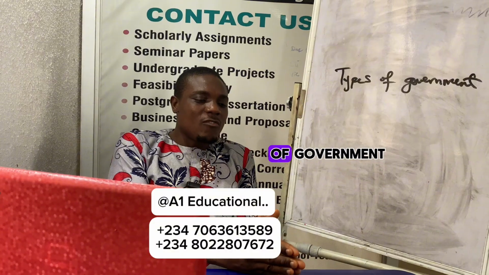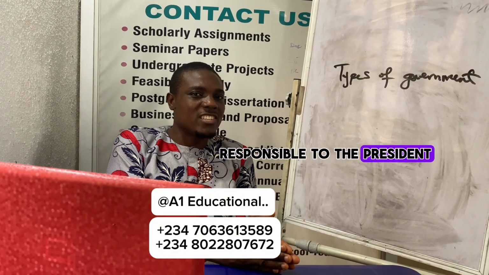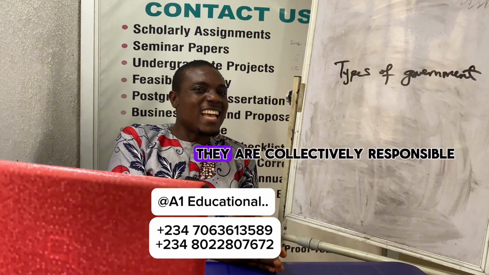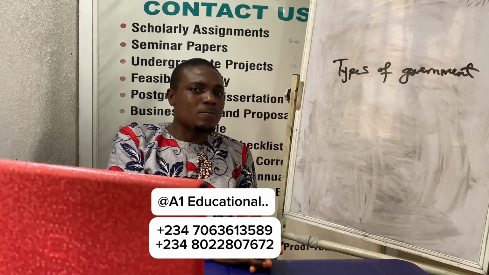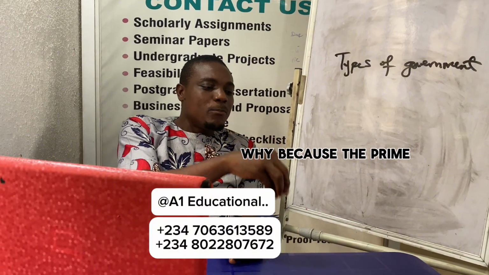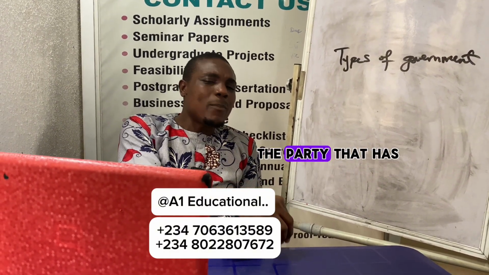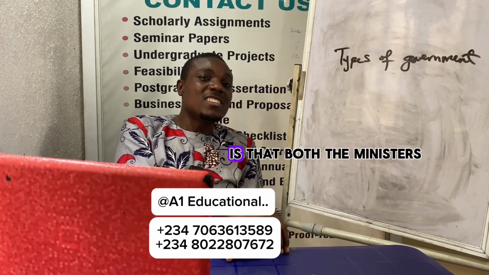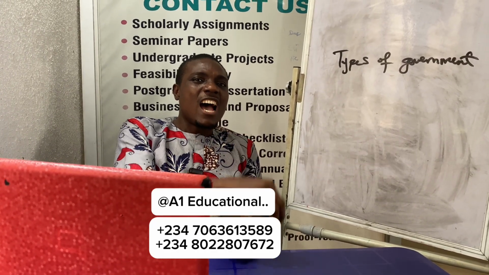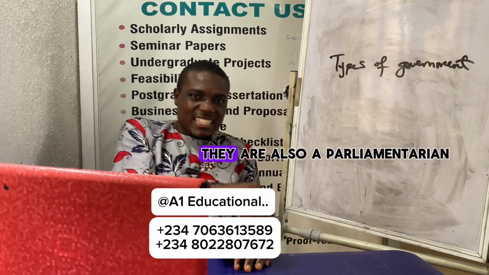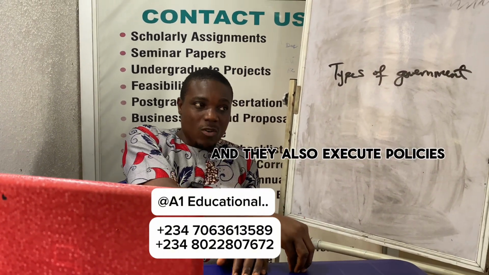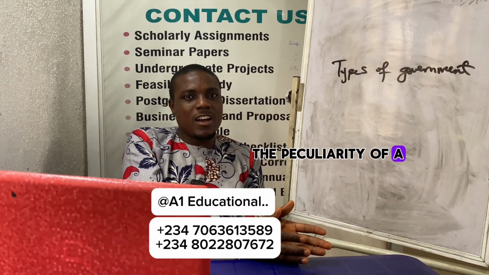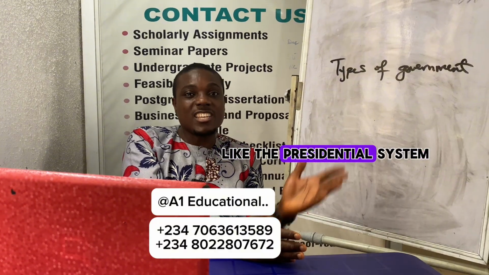In the presidential system of government, ministers are individually responsible to the president. But in the parliamentary system of government, the ministers and the prime minister are collectively responsible to the parliament. Why? Because the prime minister and the ministers are chosen from the party that has the majority in the parliament. So one of the features of the parliamentary system is that the ministers are executive members, and they are also parliamentarians because they make law and they also execute policies. That is one of the peculiarities of a parliamentary system of government.